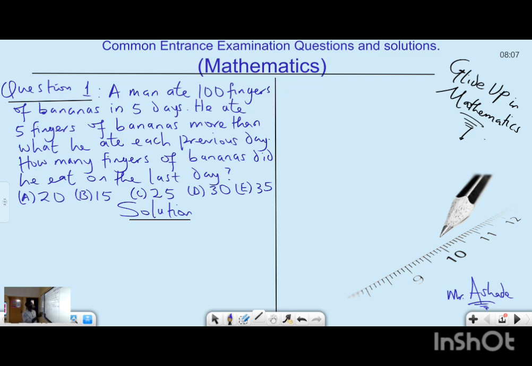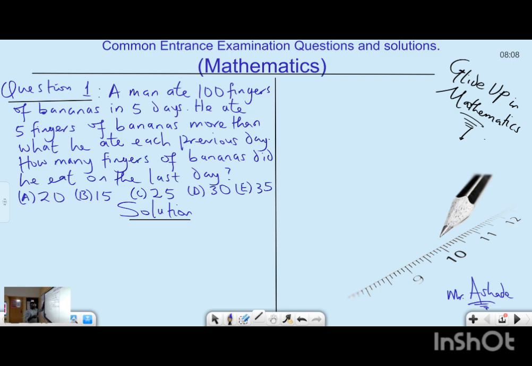So straight up, we go to the first question. A man ate 100 fingers of bananas in 5 days. He ate 5 fingers of bananas more than what he ate each previous day. How many fingers of bananas did he eat on the last day? So I always advise students to read the question and read again. You can read questions like 2 times before you begin to interpret it, so that you know how to quickly approach the solution. So a man ate 100 fingers of bananas in 5 days.